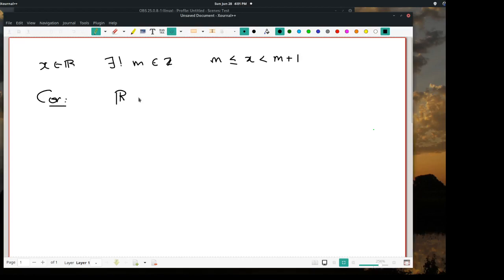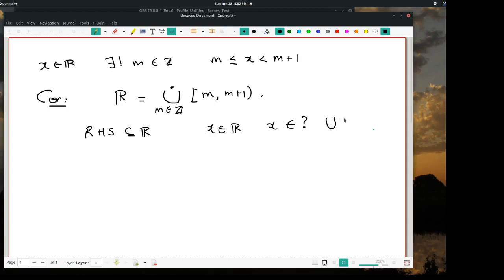My R is a disjoint union of [m, m+1), where m varies over Z. Notice that the RHS, that is the union, each is a subset of R, therefore it will contain R. So I only have to prove, give me any x in R, I have to show x belongs to the union. That is very easy because what do I know? I know by the last result there is a unique m such that x lies in this interval, therefore it is. And why is the union disjoint?